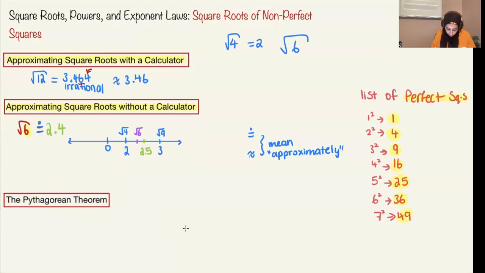Let's move the Pythagorean theorem a little bit lower. I did say it's approximately 2.4. Let's see what it actually is. Let's go ahead and try it on our calculator. So we have the square root of 6. It's 2.449.